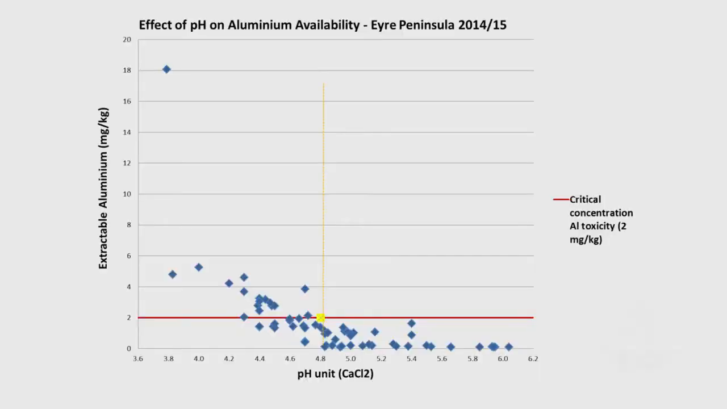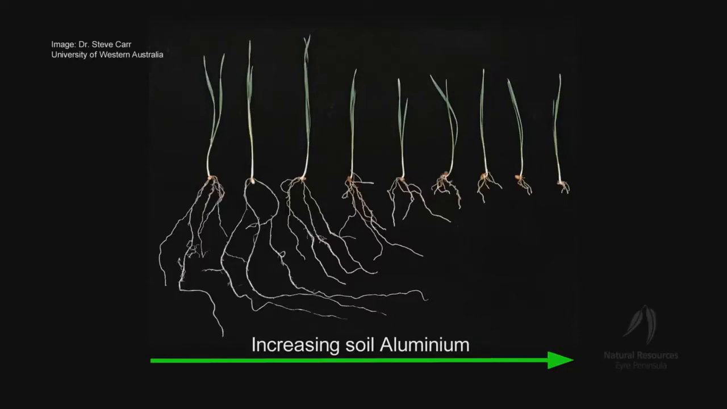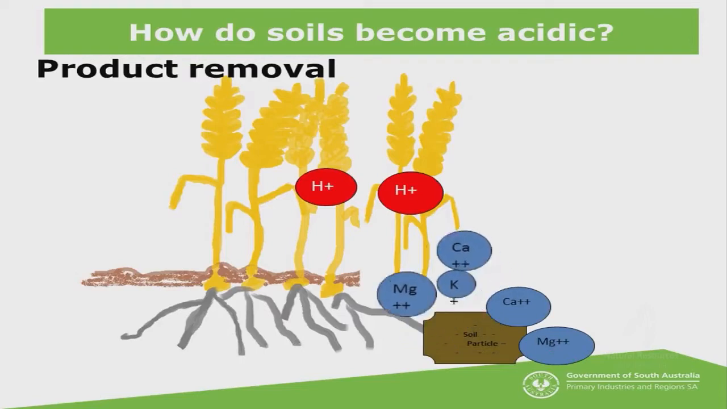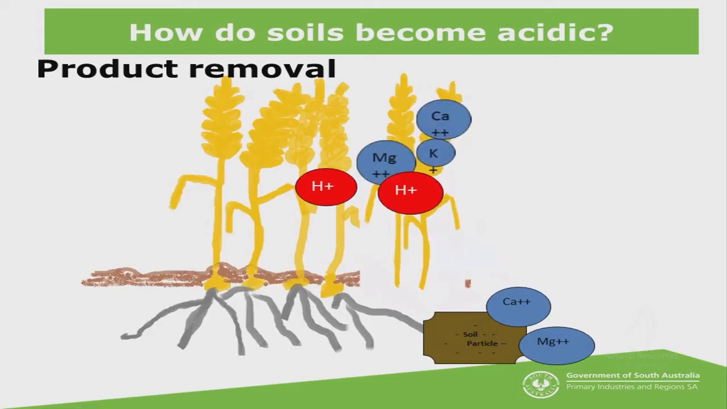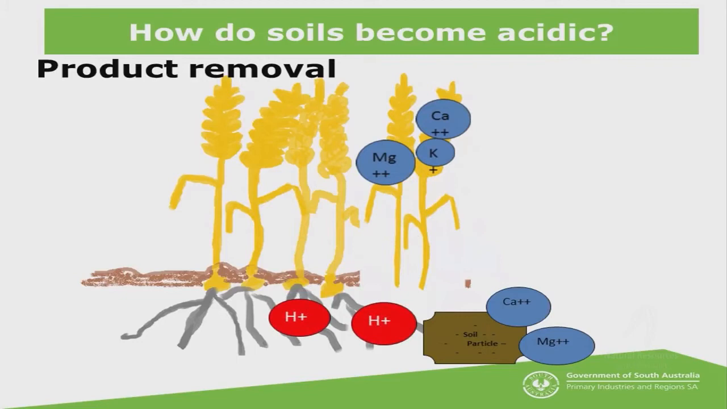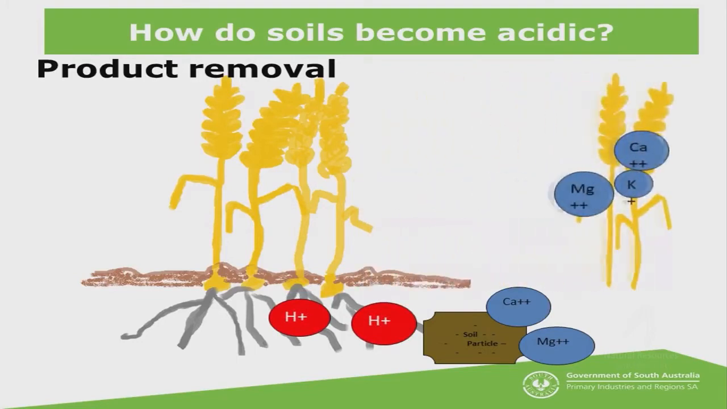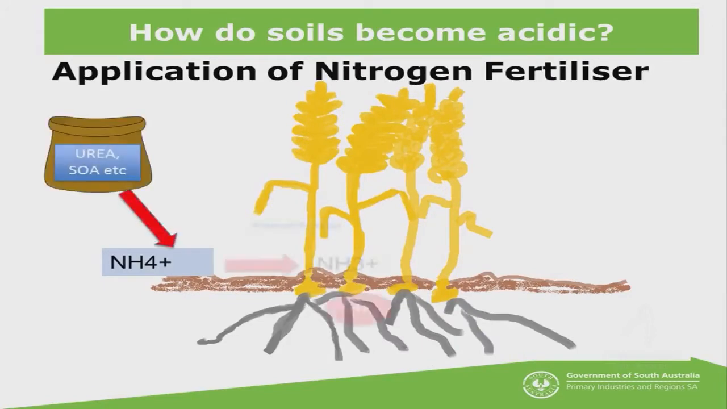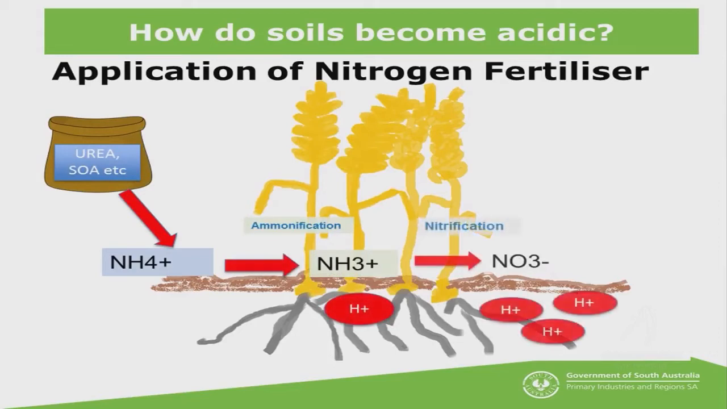Where you've got pH lower than 4.8 and high amounts of available aluminium, you actually get root pruning and effects on crop growth. The main causes of soil acidity are product removal. Where your plants uptake basic cations, such as calcium or magnesium, plants actually expel a hydrogen ion, which is the acid ion which causes low pH acidic soil. Some of the other causes are increased use of nitrogen fertilisers, specifically sulphate of ammonia, which acidifies at about twice the rate that urea does.